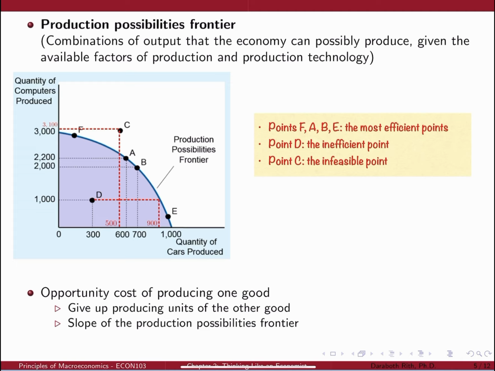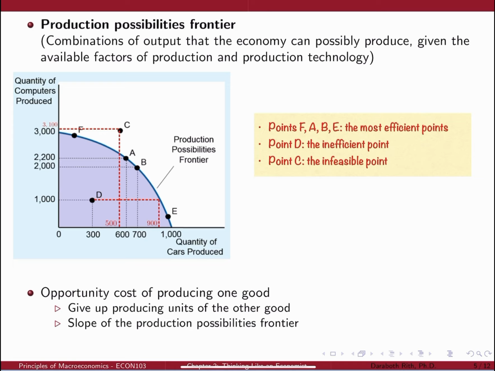Consider point A and point B, such that at point A, the economy can produce 2,200 computers and 600 cars, while at point B, this economy can produce 700 cars, but it has to sacrifice, with computers falling to 2,000. Another important indication of the PPF that I would like to point out is that any point on the PPF is the most efficient production choice, such as points F, A, B, and E.